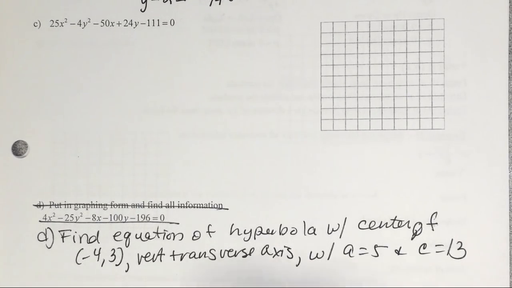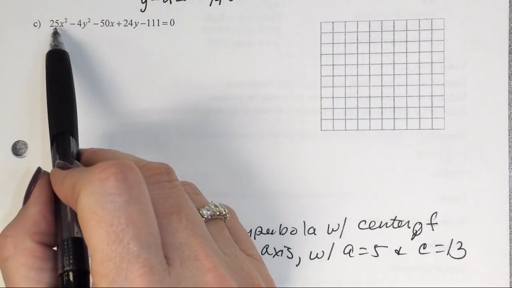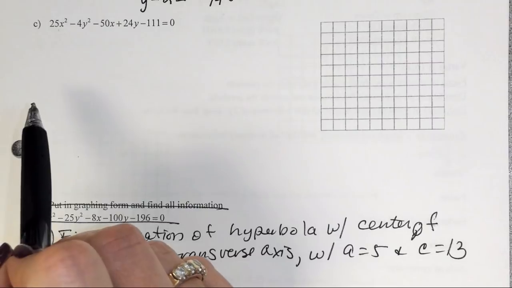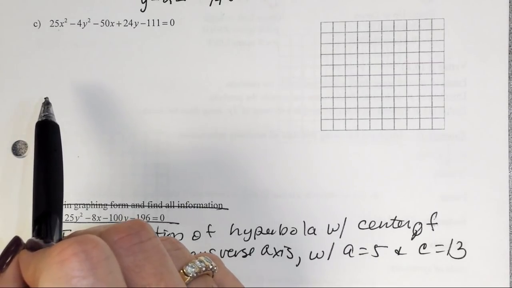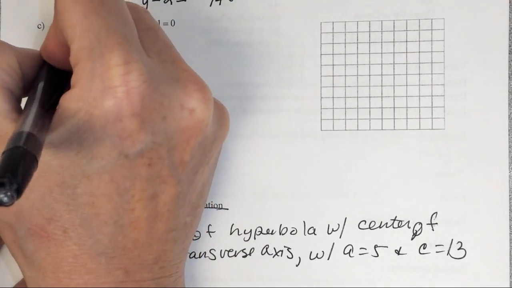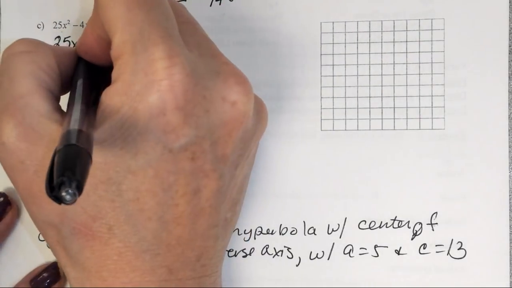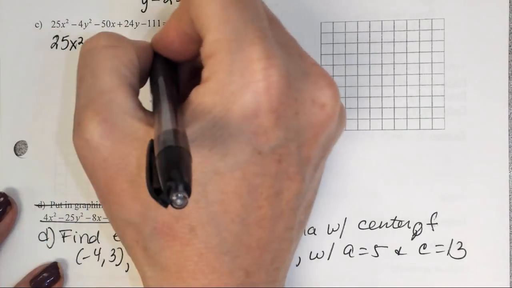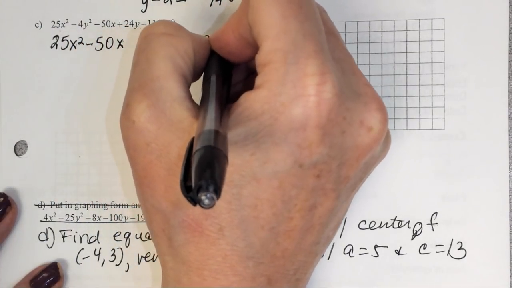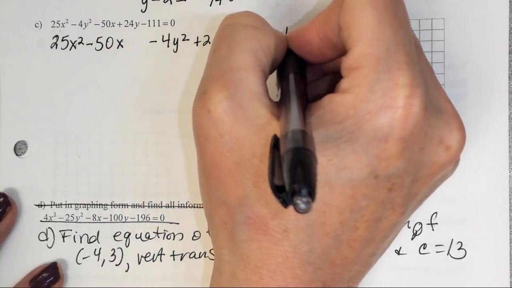Letter C. On C, we've got this right here. What are we going to have to do to get it into a form that we can do everything? Yeah, complete the square. So I'm going to have 25x squared minus 50x minus 4y squared plus 24y equals 111.